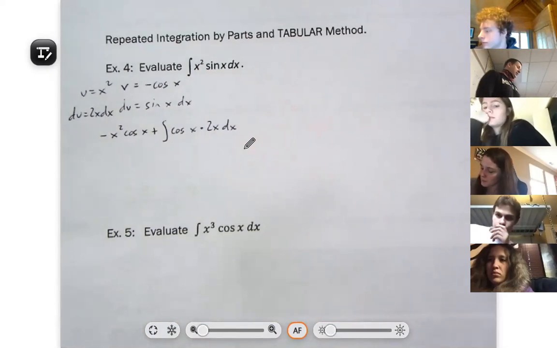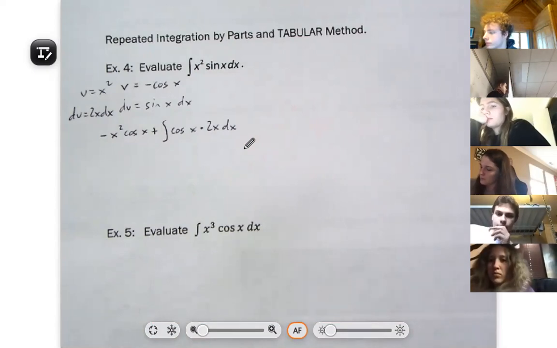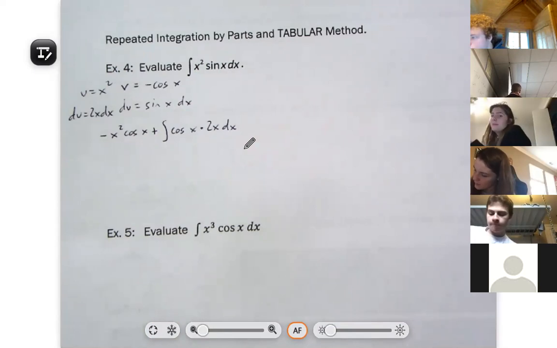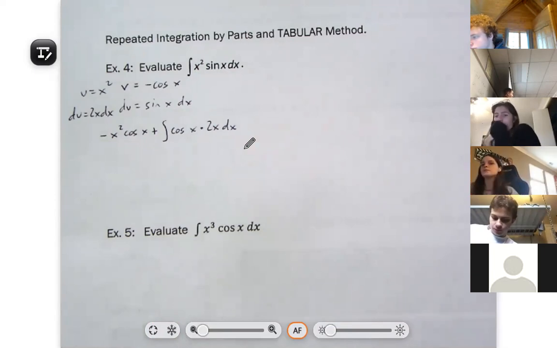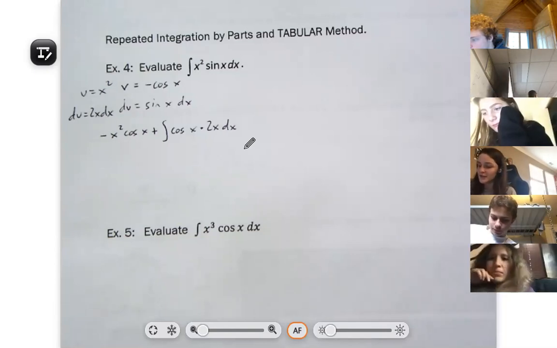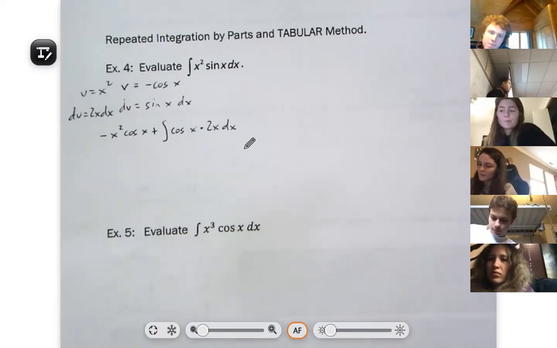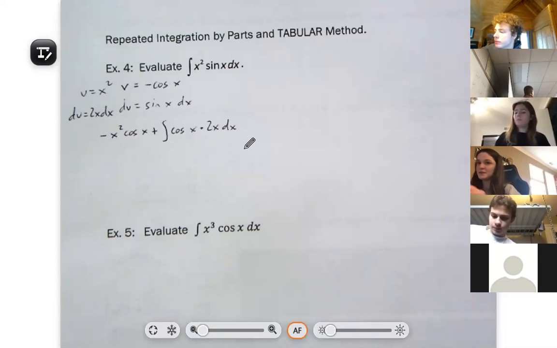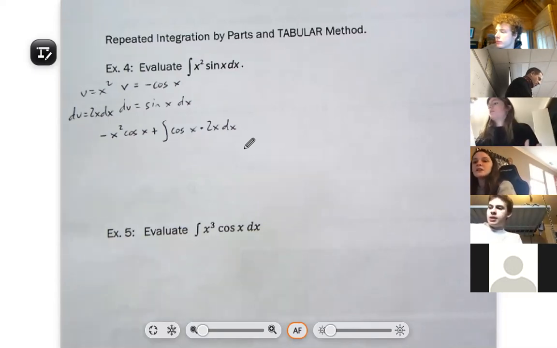Now we have to integrate 2x cosine x. So what do we have to do to integrate 2x cosine x? We gotta do it again. Hence, repeated integration by parts. Sometimes you gotta do it a couple of times. I am gonna show you what's called the tabular method here in a second, okay? That makes it a little bit easier, but let's do this for now.